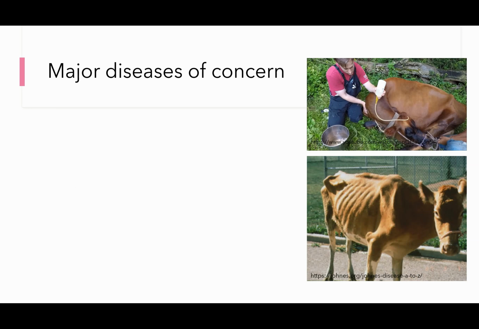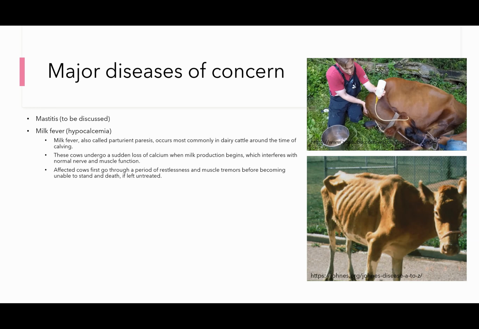Now, there are some major diseases within the industry. First is mastitis, and we will talk about that a bit more here in a minute. Next is milk fever, also referred to as hypocalcemia, which is not enough calcium. It occurs most commonly in dairy cattle, and this happens around the time of parturition. They undergo a sudden drop in their calcium because milk production begins, and it can interfere with the normal nerve and muscle function. Affected cows will go through a period of restlessness, muscle tremors, and become unable to stand. It's also possible that this can cause death if untreated.